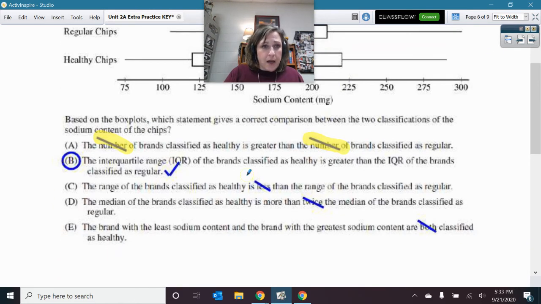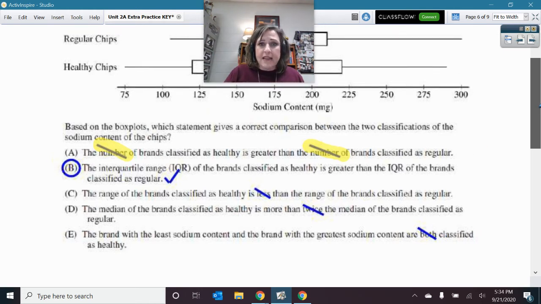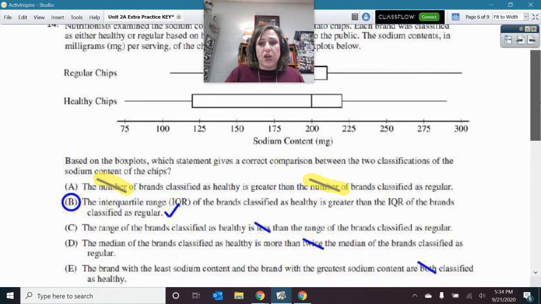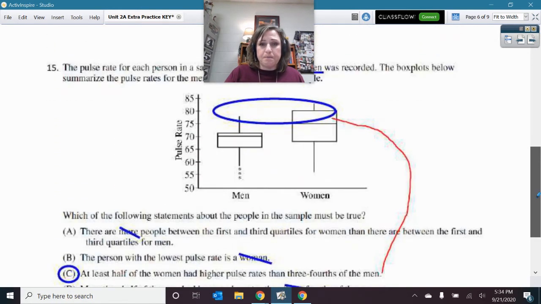Okay. And now the range is not less. The median was not twice as much. And those ones were not both classified. B is the one that was correct. The IQR of the healthy is bigger than the IQR of the regular.